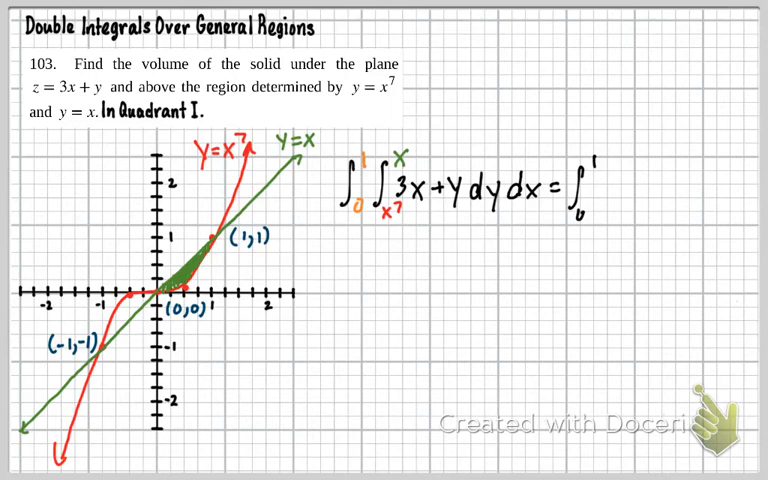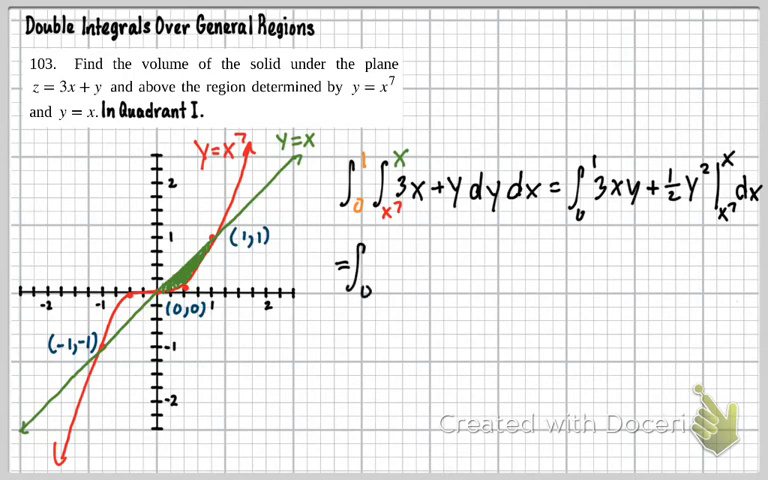Well, since it's with dy first, that means 3x is a constant. So that's going to be 3xy plus 1/2 y squared. And I got to put my bounds in here, from x to the 7 to x. And then I still have the dx I'm going to have to do after that one. All right, so now I'm going to do my upper bound minus my lower bound here.